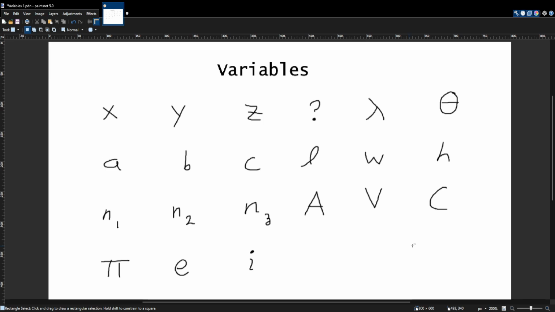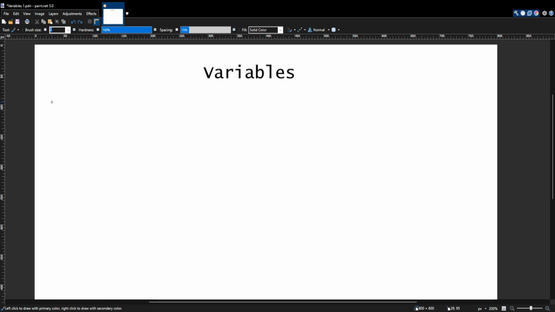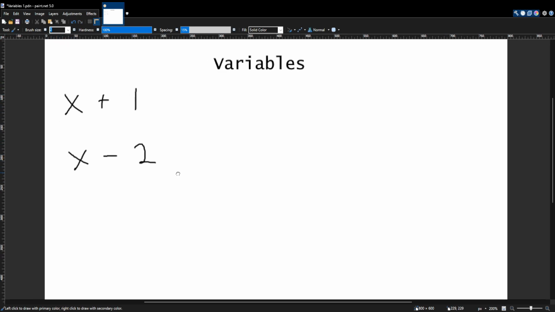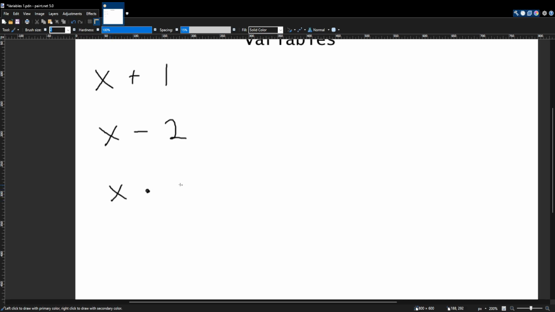So, how do we use variables? We can do addition, x plus 1, subtraction, x minus 2, multiplication, x times 3, and division, x divided by 4. Now, we can't simplify any of these, other than maybe x times 3, which can simplify to 3x, as we usually don't write the multiplication between a variable and the constant it is being multiplied by. We usually combine those so that they're a term, which I'll talk about in a little bit.